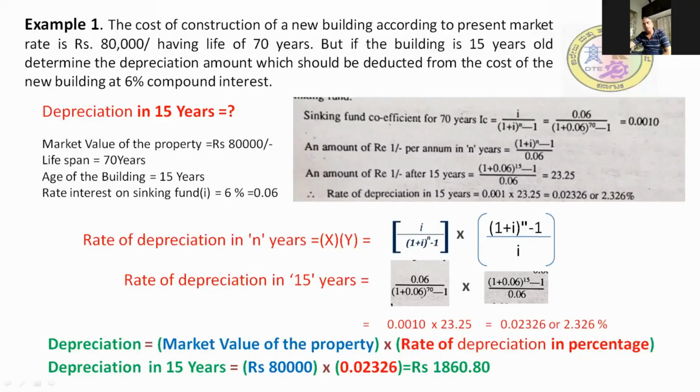Therefore, the depreciation value is the market value multiplied with the rate of depreciation. So at the end of 15th year, the present market value of the property, that is 80,000 rupees, multiplied with the rate of depreciation, we get 1,860 rupees 80 paisa. That means to say that at the end of the 15th year, this property reduces its value by 1,860.80 rupees.